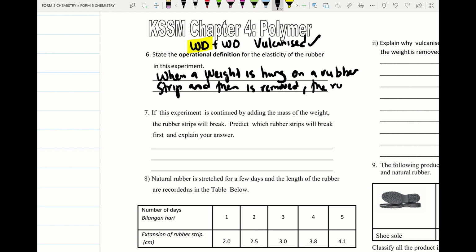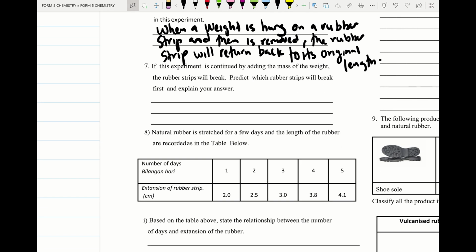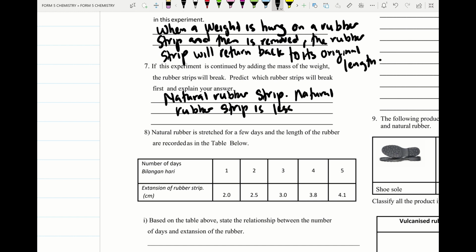All right, so next point, the rubber strip will return back to its original length is known as vulcanized rubber. So if the experiment is continued by adding the mass of weight to the rubber strip, it will break. Predict which rubber strip will break first and explain your answer. That will be natural rubber strip. So we need to explain the answer. The explanation will be natural rubber strip is less elastic and soft, therefore it will break.